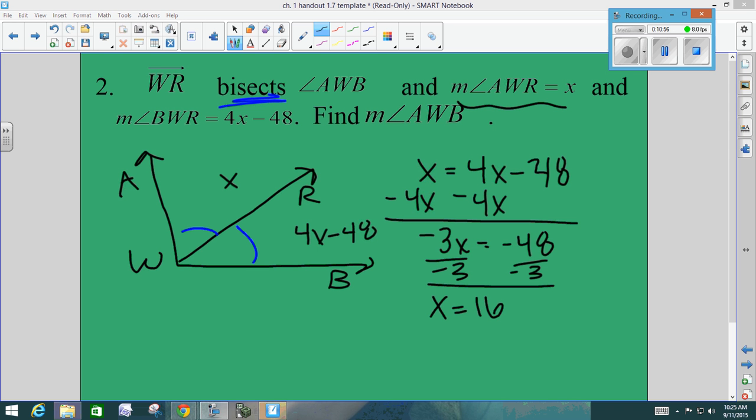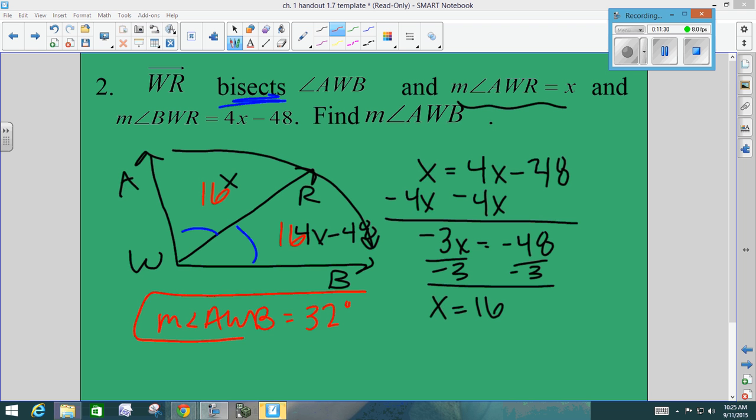AWB is this whole thing. What are we going to do to find it? Oh, that's fine. Then you subtracted 1 over. You got the same thing. You don't like negatives. That works, yeah. Substitute it in. If x equals 16, what's AWR going to equal? 16, which means RWB has to be 16, which means the measure of angle AWB has to equal 32 degrees.